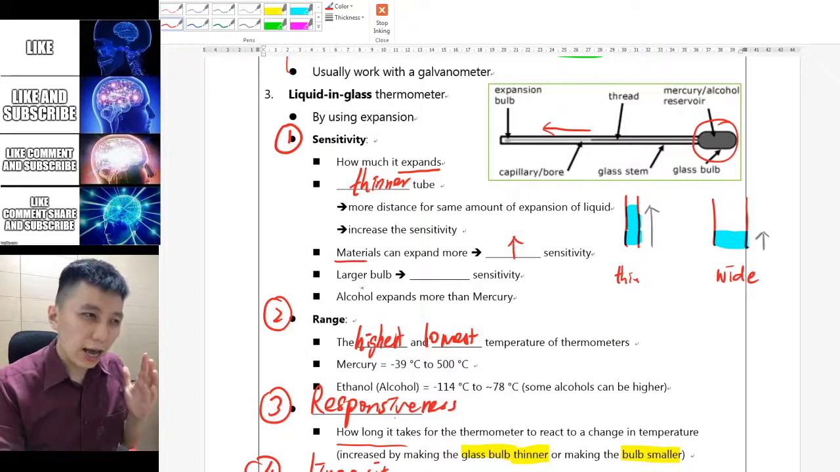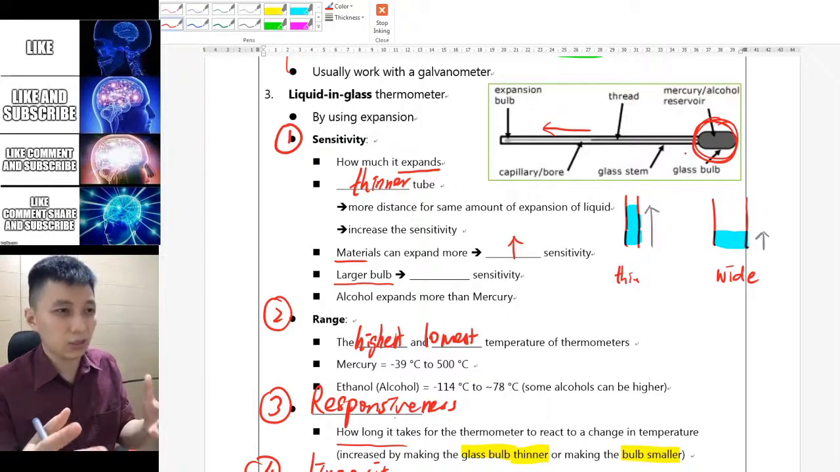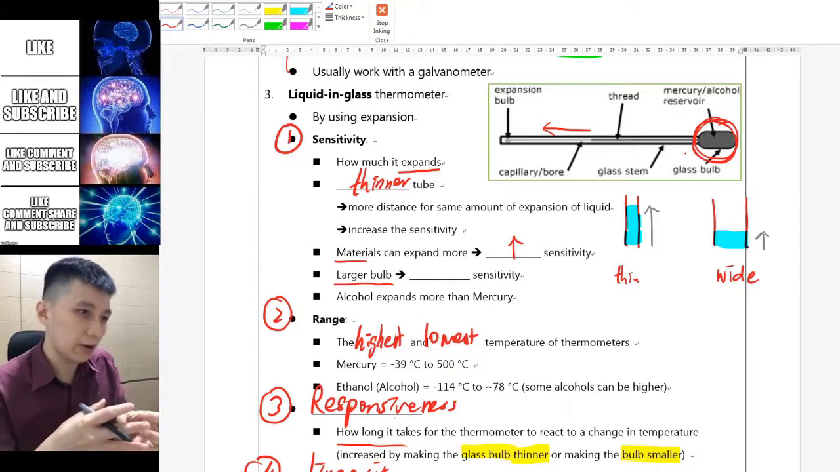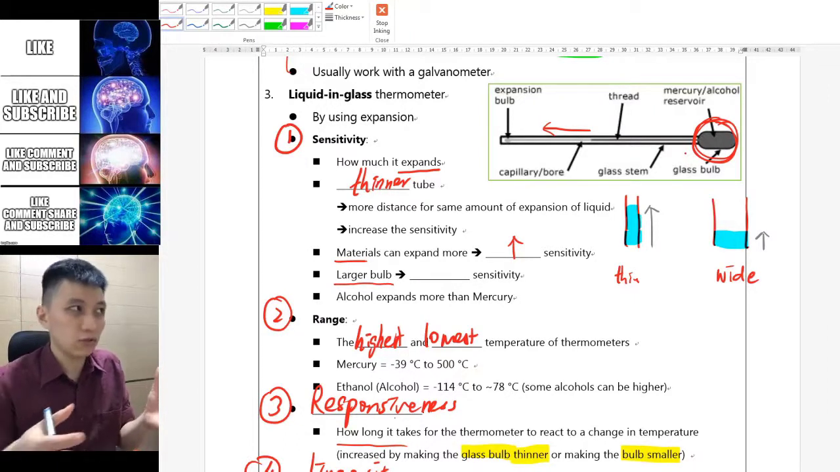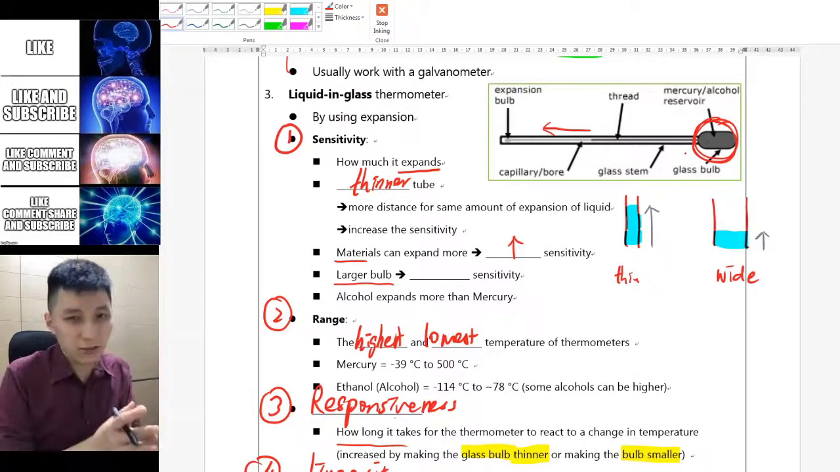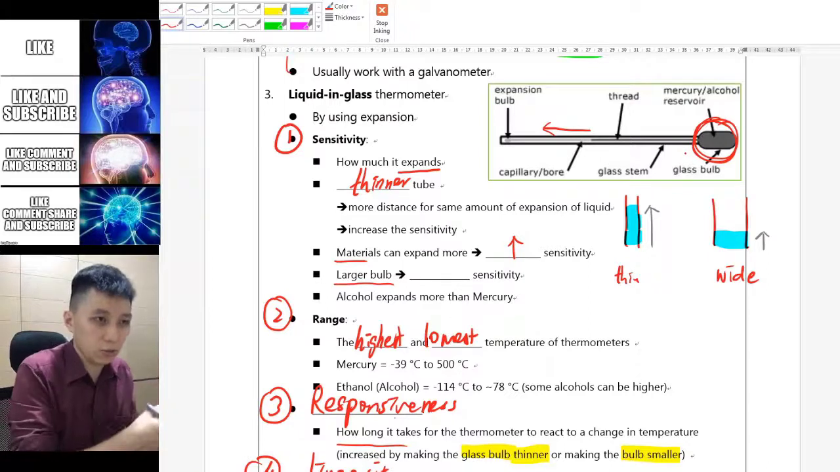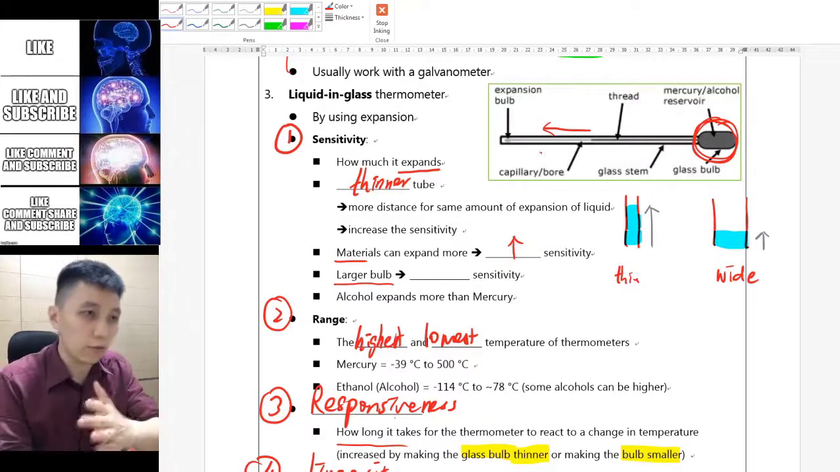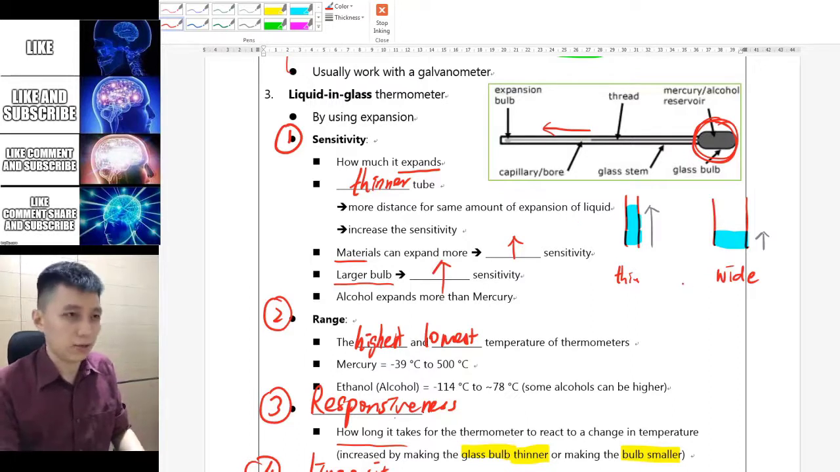The last approach you can do is changing to a larger bulb. So again here, you can make it bigger, so that inside the reservoir, the volume that it contains will be more. So eventually when you have the same increase, apparently more of them will increase in total, and therefore you can again go further in distance. So this will increase the sensitivity.